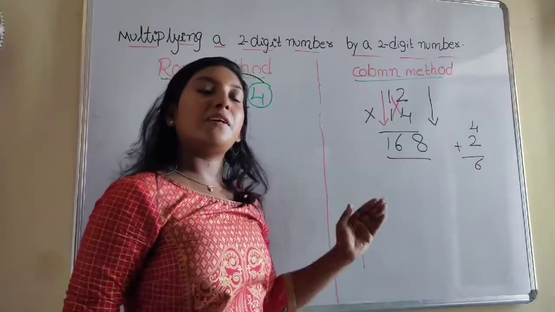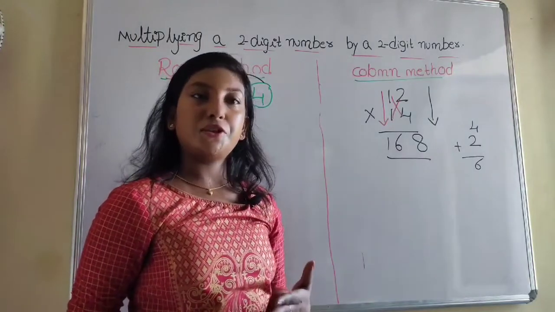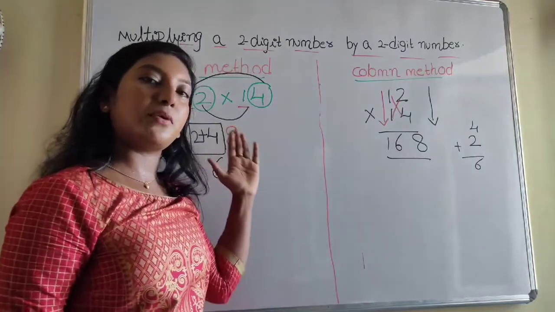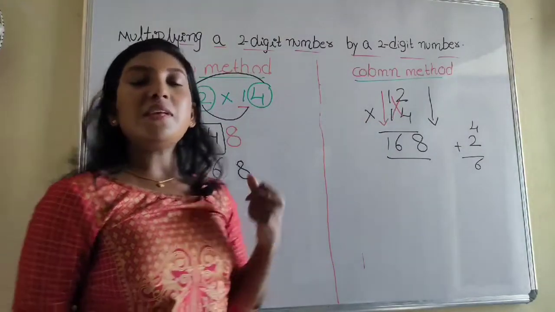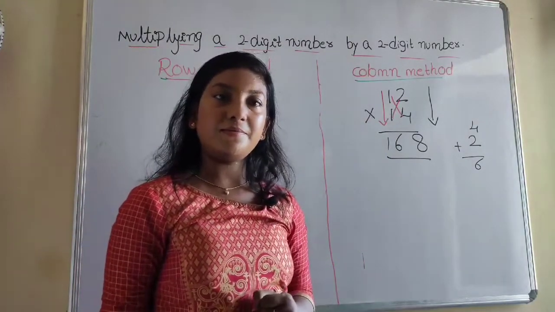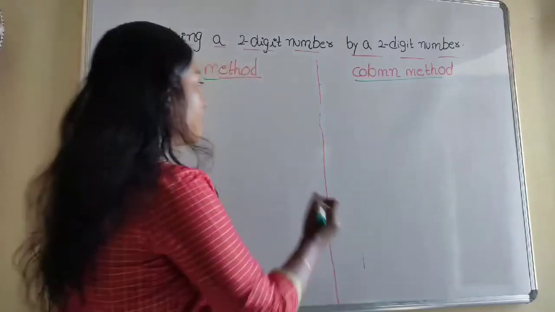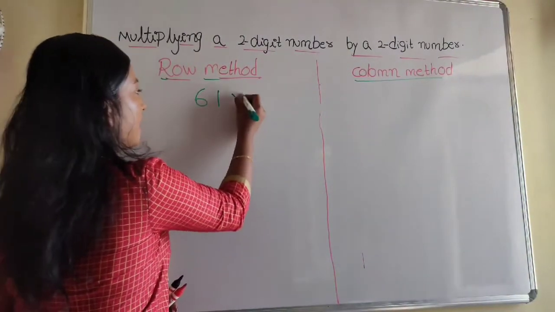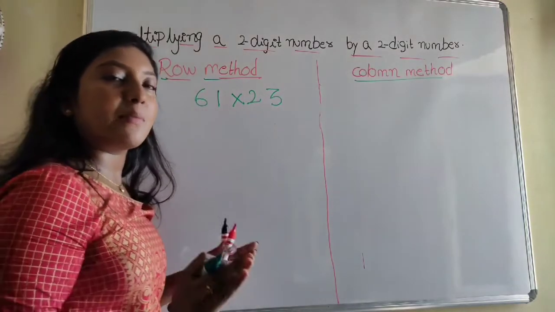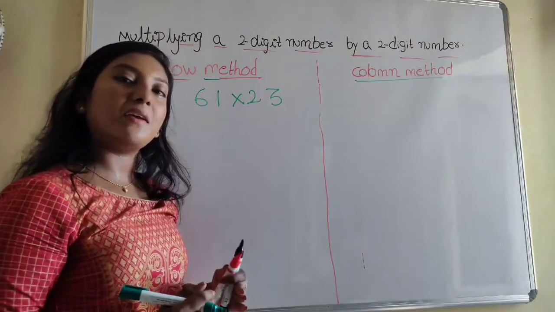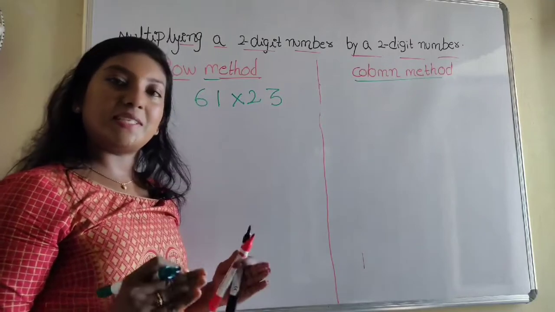So whichever method you prefer, that's your choice, if you are comfortable with the row method or the column method. Now let us see what happens if we get a carryover. Let us see with an example. So here I am taking 61 into 23. Here also we are following the same rule. The same rules apply to all two-digit numbers.